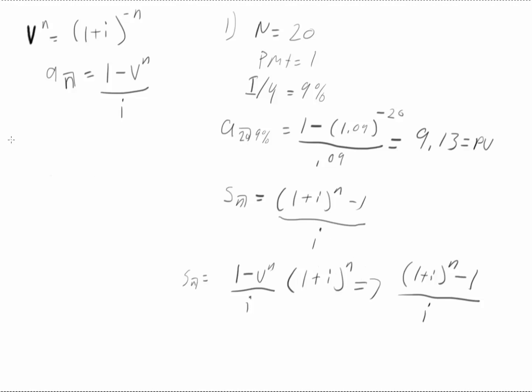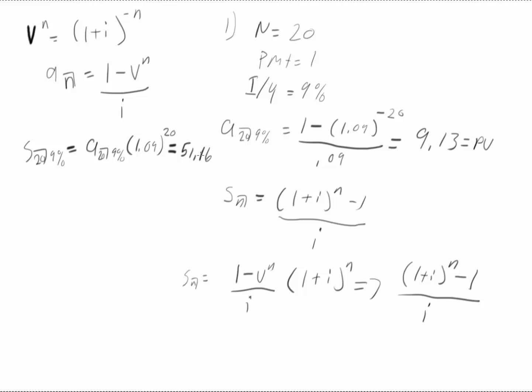So we can get our accumulated value of S sub 20 at 9%, which will equal A sub 20 at 9%, and we're going to accumulate 1.09 to the 20th, which will equal 51.16.